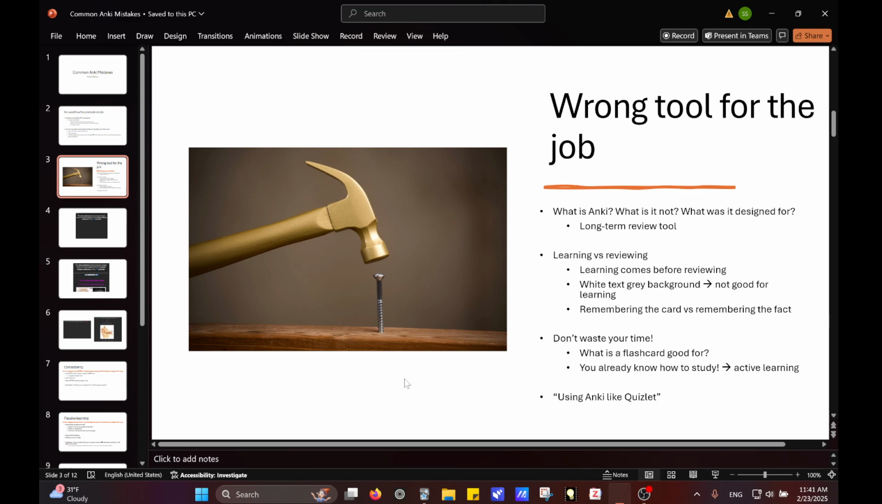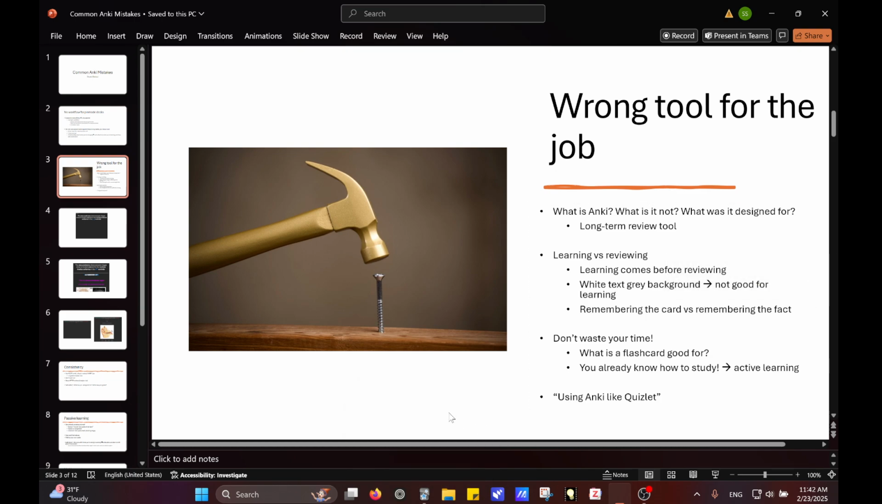But the first of which is that Anki was not designed for this. It's designed for long term. The second part is that it is a review tool. So reviewing comes after learning. When you're sitting spamming spacebar the night before an exam, you are just going to be seeing gray text on a gray background, and that is not really conducive to memory.